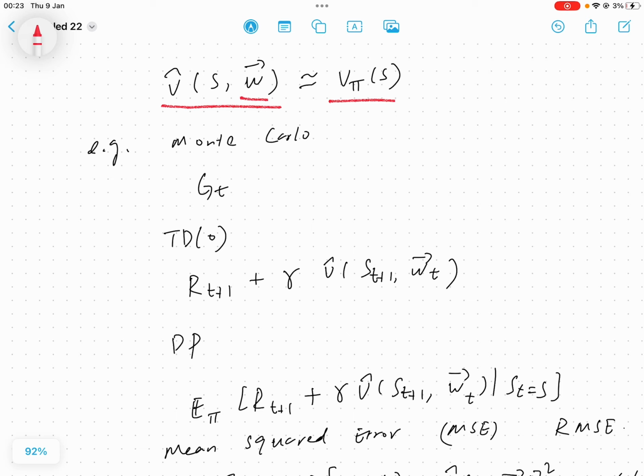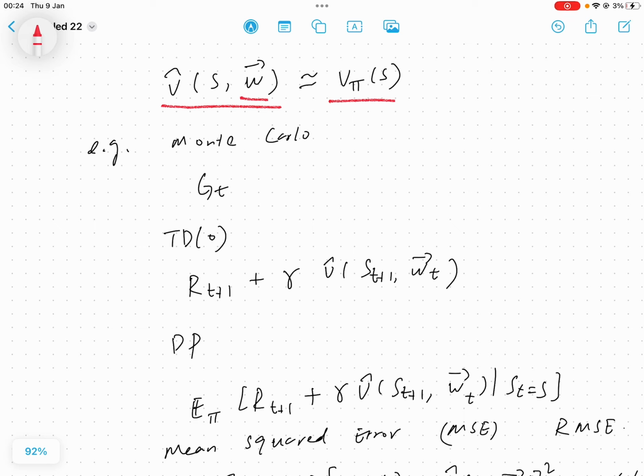So this w, you could interpret all those dimensions of w as parameters or coefficients in a linear regression model, or you can interpret w as the weights and biases in a neural network, right? So any supervised learning method that you can imagine would be able to approximate this value function. But normally we use those methods that are able to perform well in reinforcement learning, because essentially RL problems are not exactly the same as supervised learning problems.